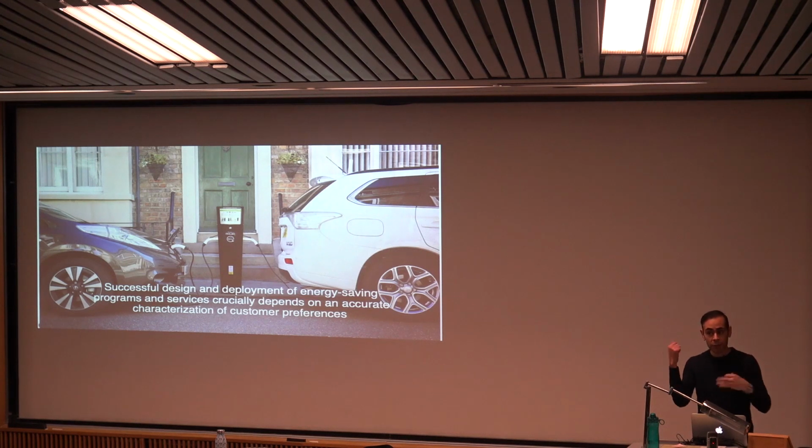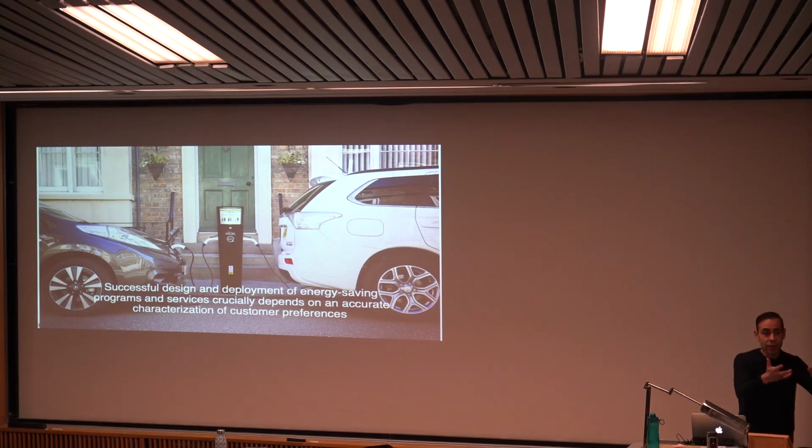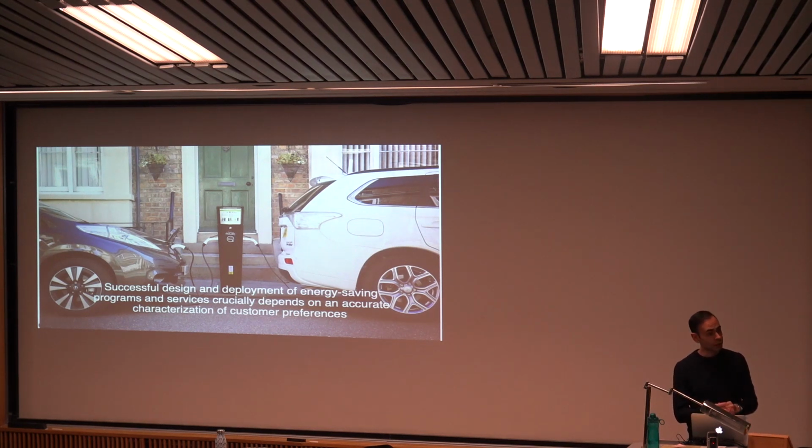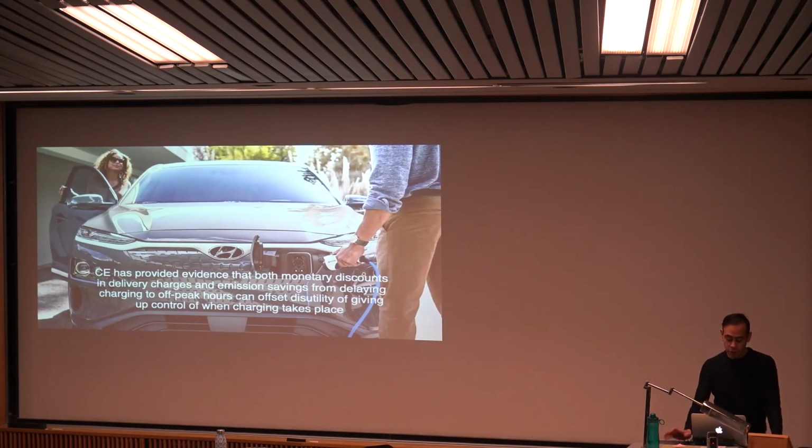In this particular case, we can determine, for example, what would be the optimal economic incentive for people to let the utility make the decision on when to charge the car. So this choice experiment has provided evidence that both the monetary discount and the emission savings are attractive. Even for the energy indifferent, we were seeing that those amounts could potentially be attractive for a customer to join this idea of a program where people would allow the utility to decide when to charge the electric car.